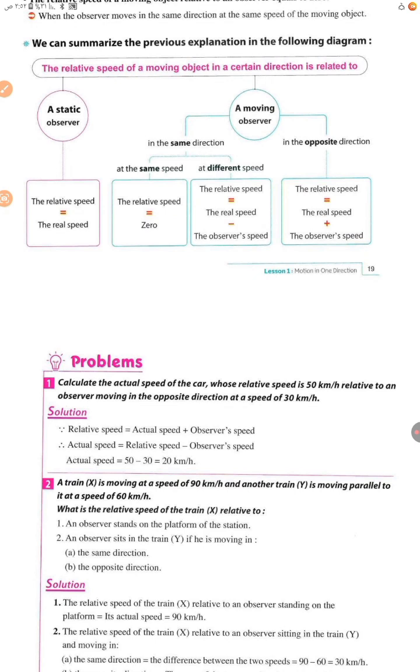لو هو متحرك in the same direction at the same speed, the relative speed equals 0. At different speed, the relative speed equals the real speed minus the observer's speed. طب لو هما اتنين في the opposite direction في عكس الاتجاه, the relative speed equals the real speed plus the observer's speed.